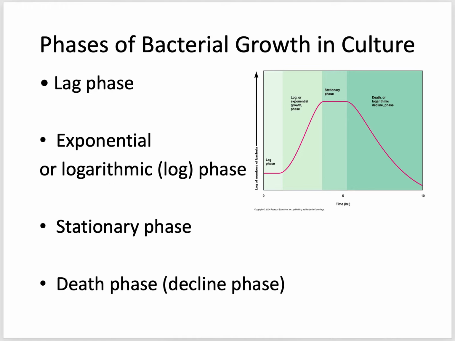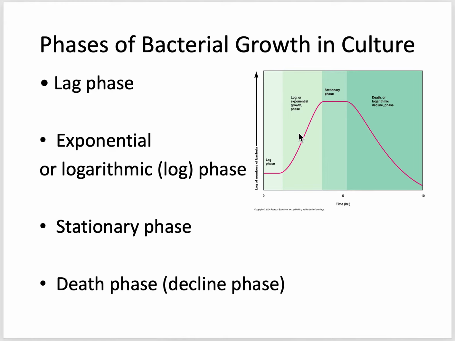In this phase, the bacteria are rapidly growing. That means the DNA is replicating very rapidly, and the cells are synthesizing all the proteins and other components of the cytoplasm very rapidly. So that's why, when the bacteria are in the logarithmic or exponential phase, they are kind of vulnerable.